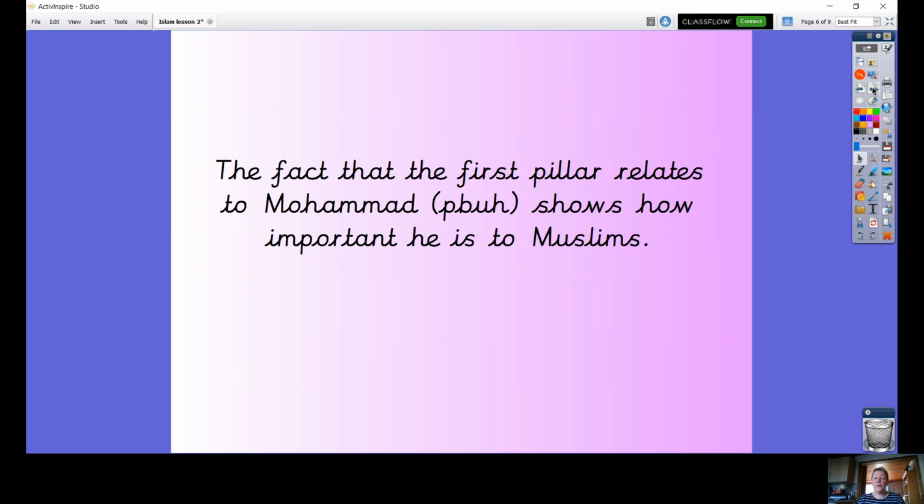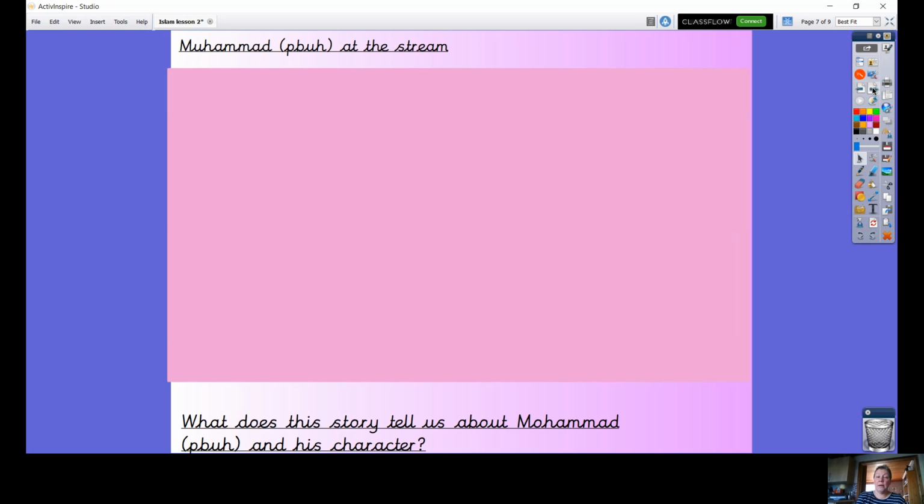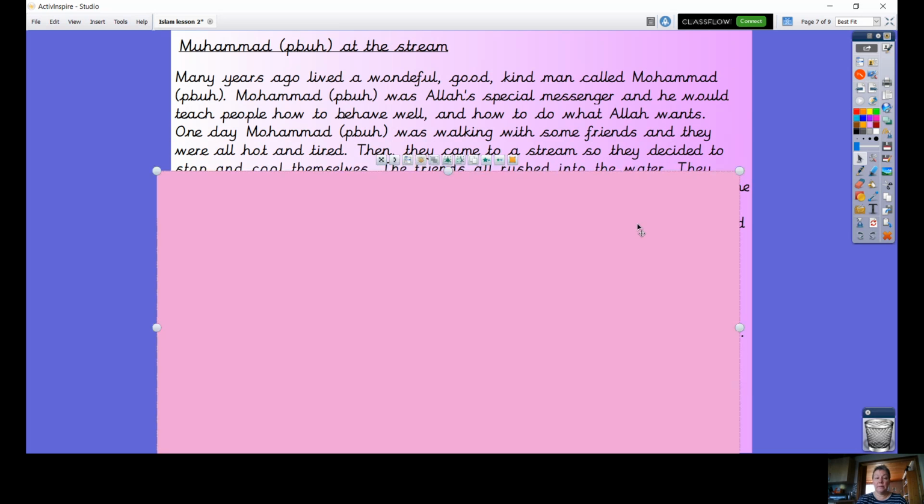Now, the fact that the very first pillar relates to Muhammad shows how important he is to Muslims. And I'm going to read you a quick short story now, and there will be some links for 2 other stories on your worksheet, so you can have a look and see about Muhammad. Okay, so let's get rid of that.